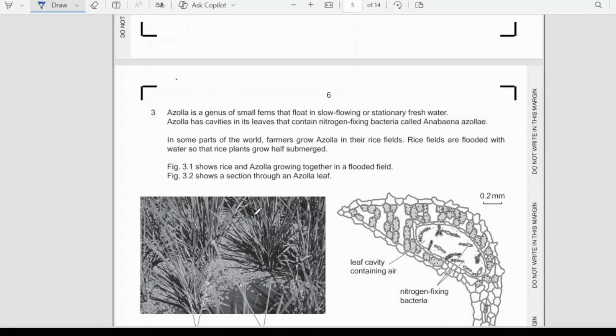Okay, Azolla is a genus of small ferns. Let's talk about ferns first of all. We have different classes of plants. One is ferns. Now, what is the characteristic of ferns? Ferns produce spores. They do not have true leaves or true stem, but they have some stems which are folded. These are the characteristics of ferns. They do not produce seeds, but they produce spores in sporangia.